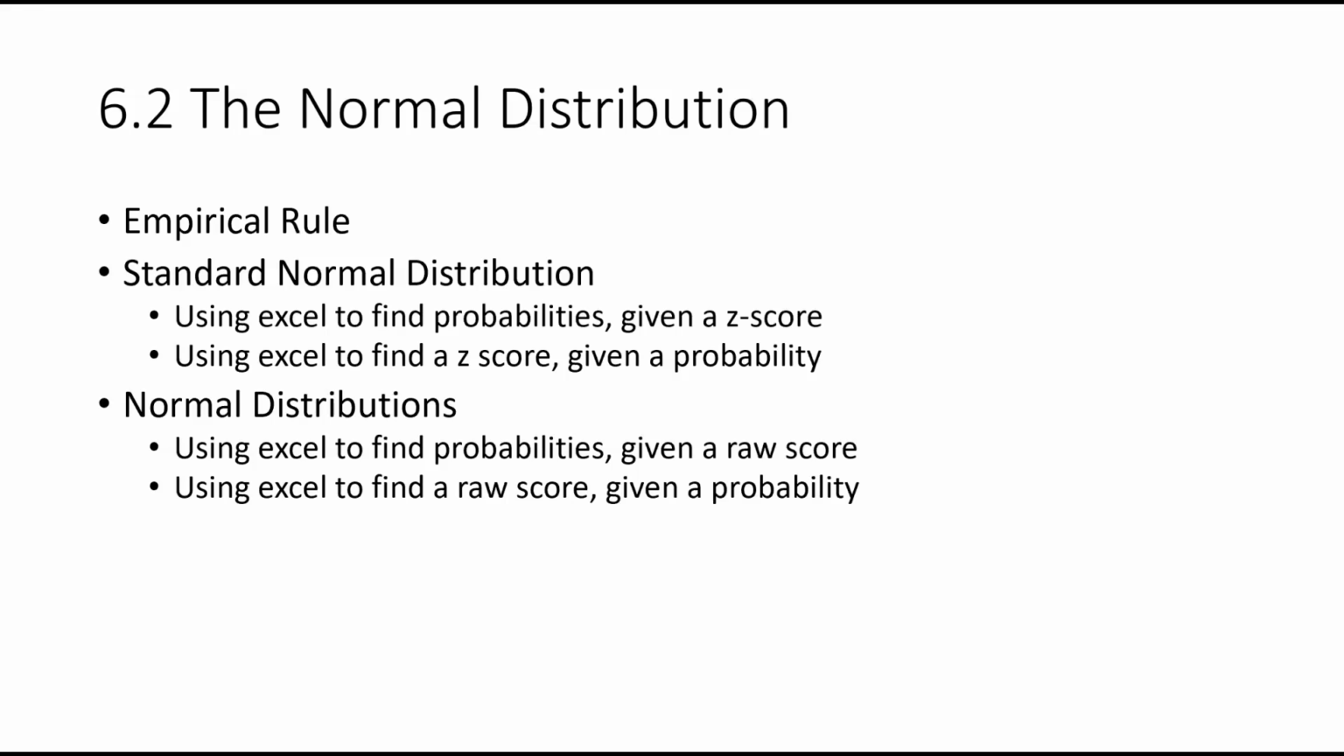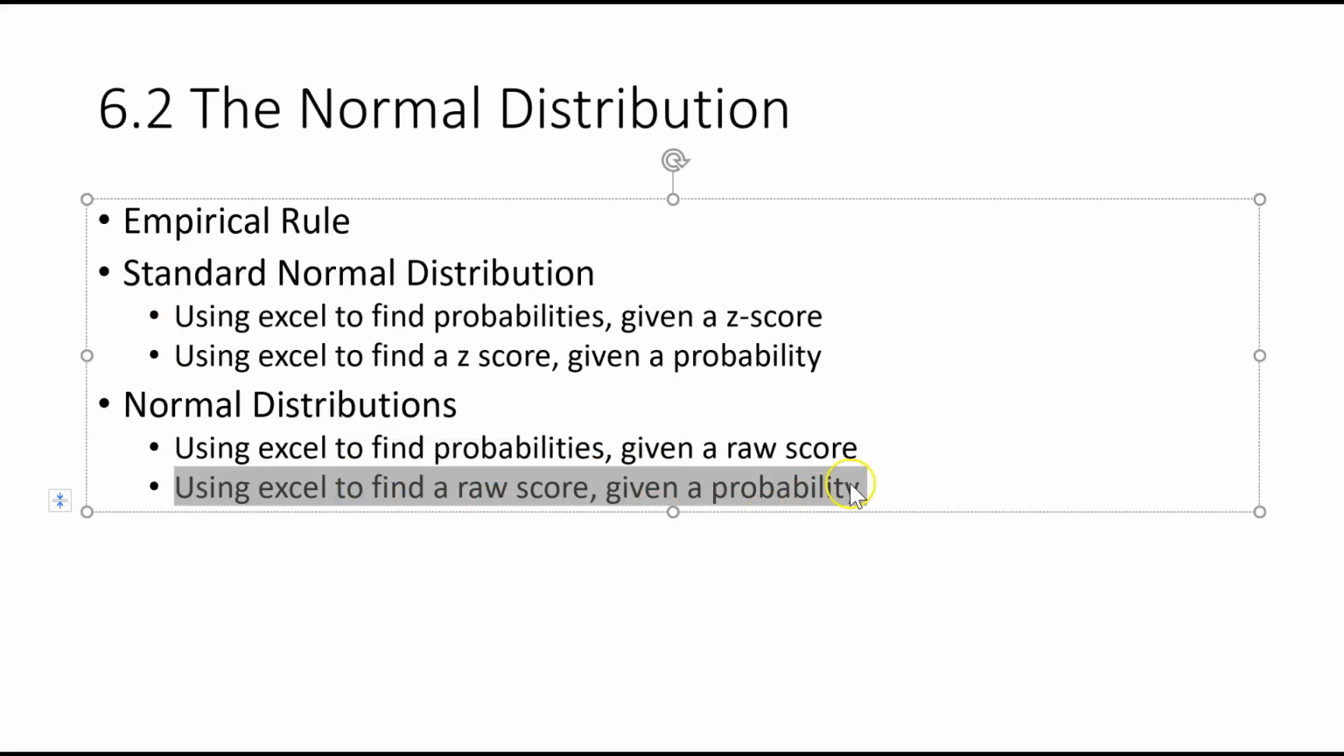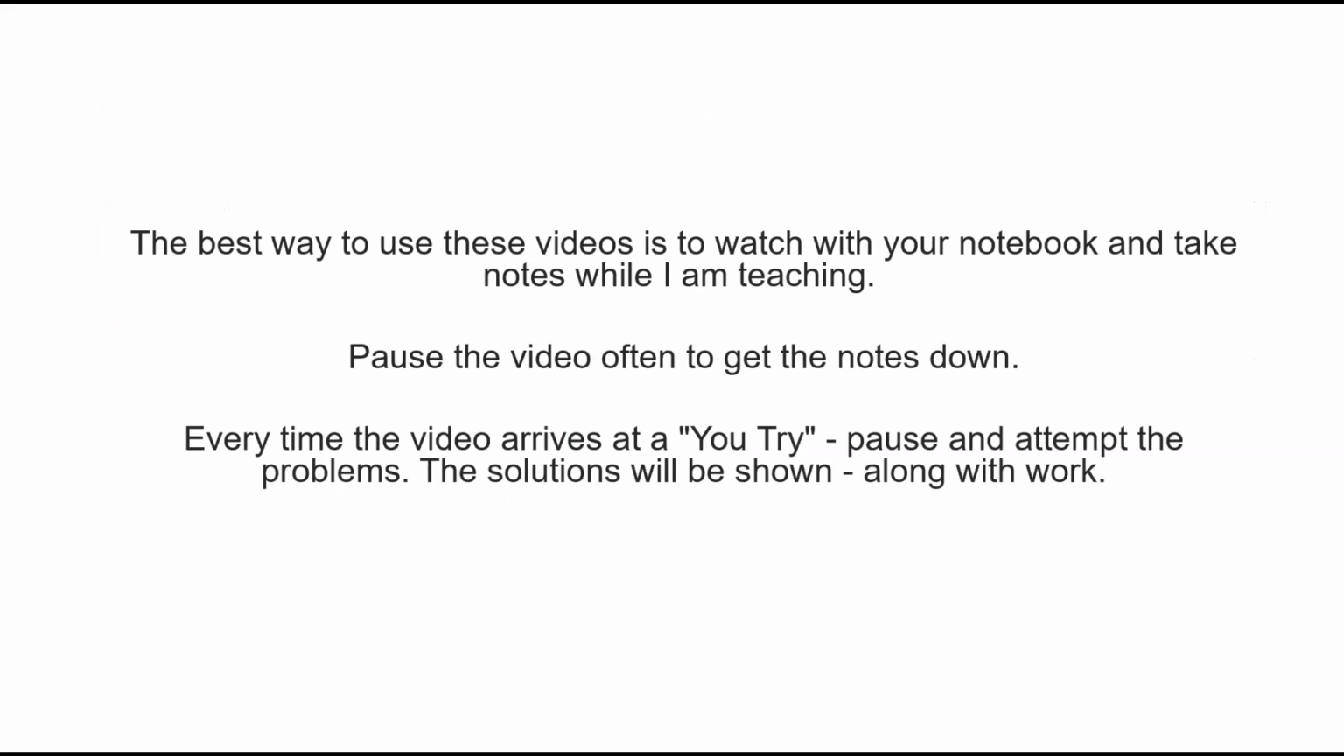We're going to continue on for our final video on 6.2 where we kind of bring all these together. And the last thing that we haven't done is using Excel to find a raw score given a probability.